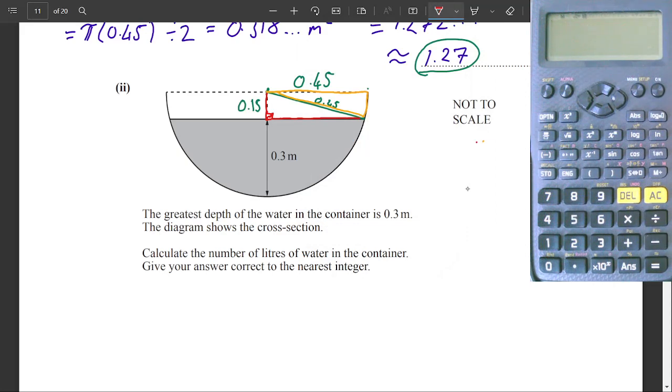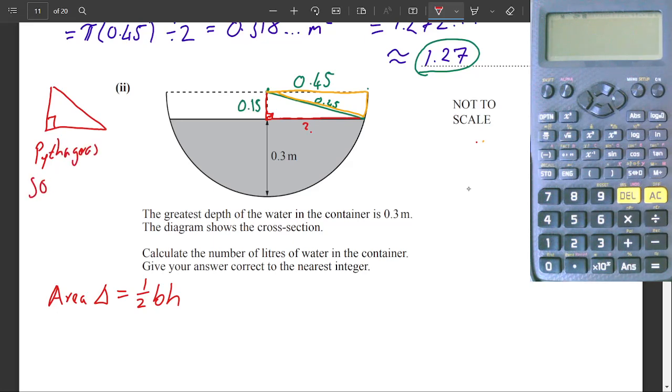What can we do? Right angle, the area of a triangle. Let's write that down. Area of a triangle is half base times height. We don't have the base here, but we've got a right angle triangle. Remember, right angle triangles, if we work just with the sides, we use Pythagoras. If it's sides and angles, we use SOHCAHTOA.